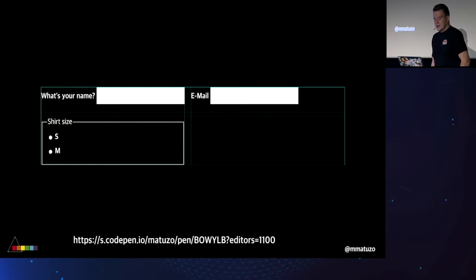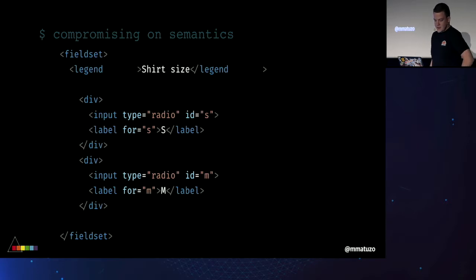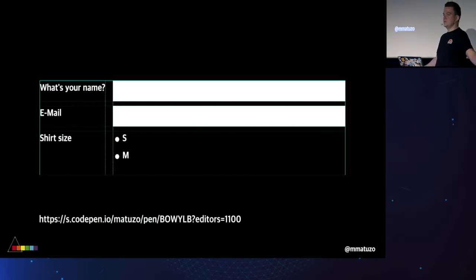Okay, so what do I do? I'm doing this for 10 years now. I know how to fix this. I just get rid of the divs. Who needs divs anyway? I get rid of the field set, and I change the legend to a strong, and I put the radio buttons in a container, and bam, problem solved. It is a solution, but it's not a good solution.